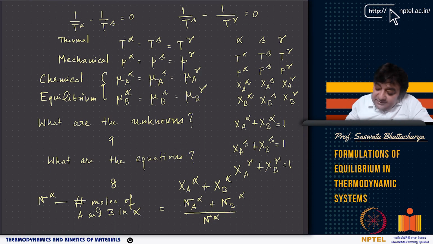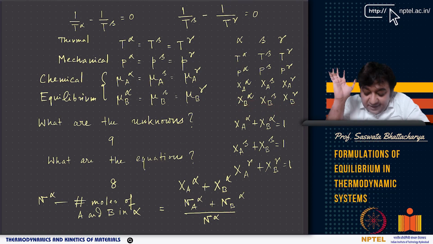Now, if you look at this originally, how many unknowns do you have? T alpha, T beta, T gamma, P alpha, P beta, P gamma, and then you have some XA alpha, XA beta, XA gamma, or XB alpha, XB beta, XB gamma. Now I can take any one of these. So I have 1, 2, 3, 4, 5, 6, and we can take any of these 7, 8, 9. So I have 9 variables and I have 8 equations.